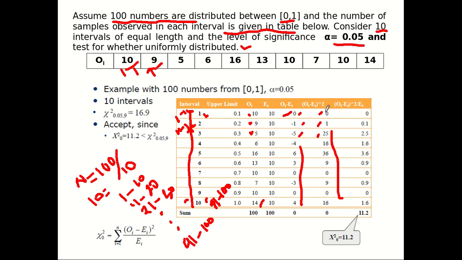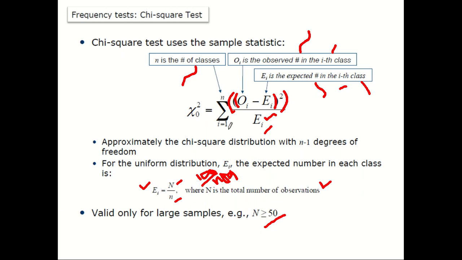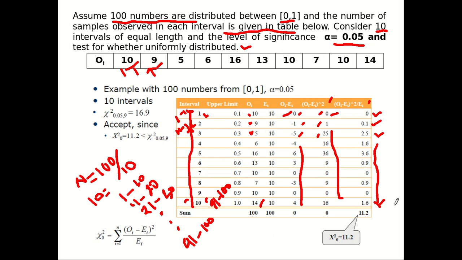So this is (OI minus EI) squared divided by EI. What is the expected value of this particular interval? That is 10. So 0 divided by 10 is 0. 1 divided by 10 is 0.1. 25 divided by 10 is 2.5. So on, we will calculate for all the intervals. After that, the summation from i equal to 1 to n, we will add all these values. So we get 11.2. This is the computed value.